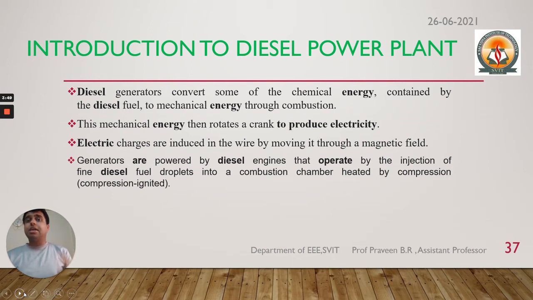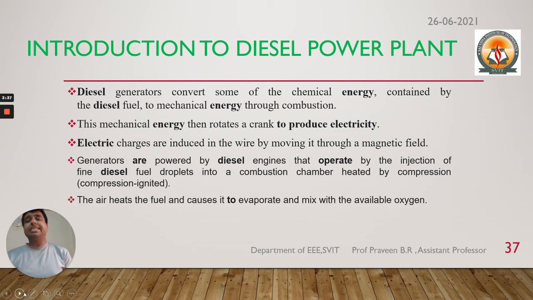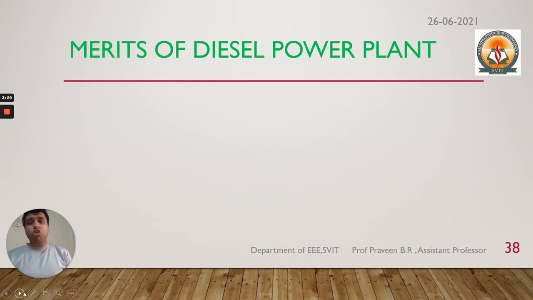The generators are powered by diesel engines such that they operate by the injection of fine diesel fuel droplets into the combustion chamber, which are heated by compression. The air that gets heated causes the fuel to evaporate and mix with the available oxygen. This fuel ignites and spreads through the chamber.